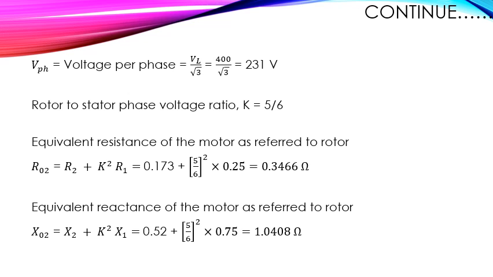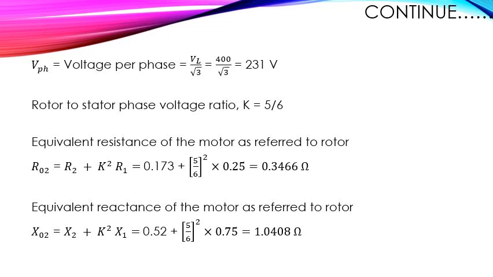So voltage per phase is calculated by taking the ratio of VL by root 3. So it is 400 by root 3, which is 231 volts. Then the rotor to stator phase voltage ratio is given, that is 5/6. According to that we can calculate the equivalent resistance of the motor as referred to the rotor, and that is R02 equals R2 plus K squared R1. R2 is the rotor resistance, R1 is the stator resistance.